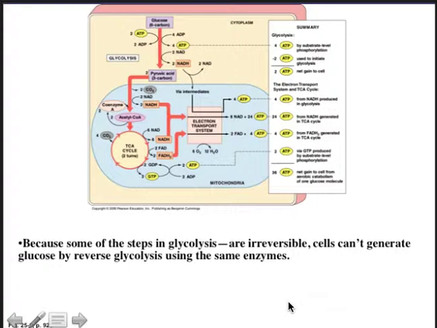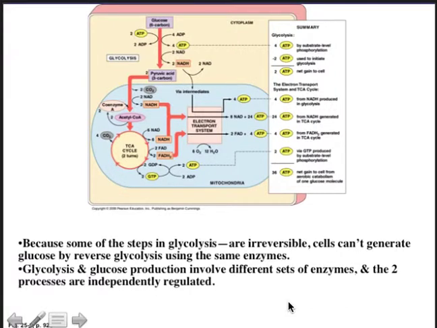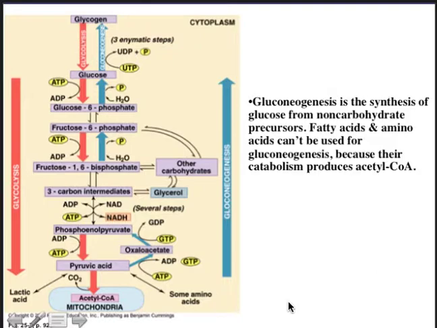Some of the intermediates are the same as in glycolysis, but the enzymes that carry them out and the tissues that carry out gluconeogenesis are functionally different. Glycolysis and glucose production involve different sets of enzymes, and the two processes are independently regulated. Gluconeogenesis is the synthesis of glucose from non-carbohydrate precursors, meaning what? Meaning fat. Okay? Fatty acids and amino acids can't be used for gluconeogenesis because their catabolism produces acetyl-CoA.